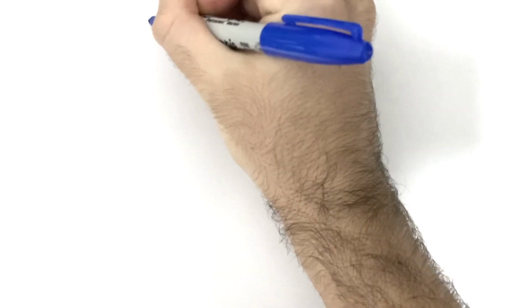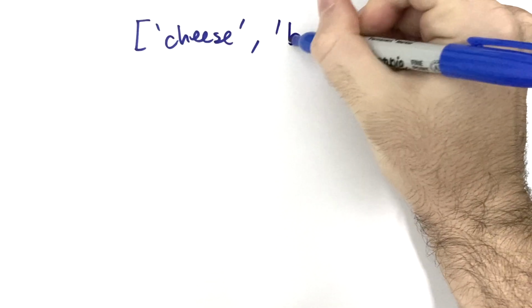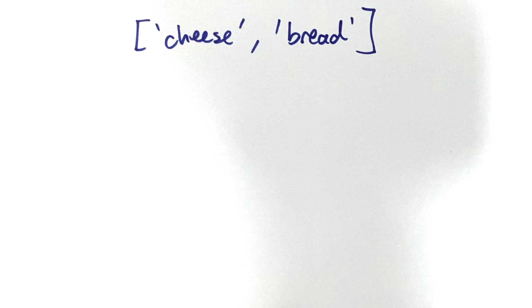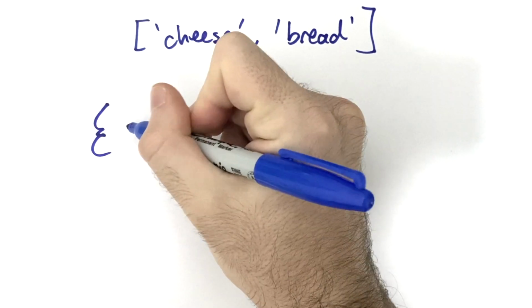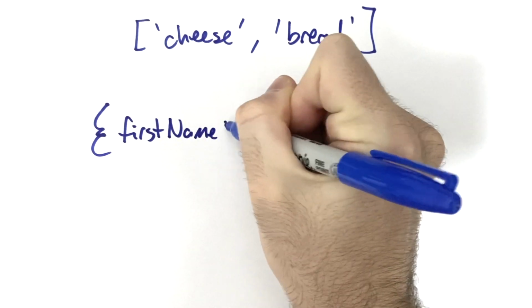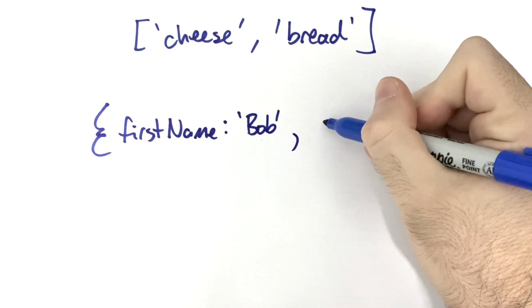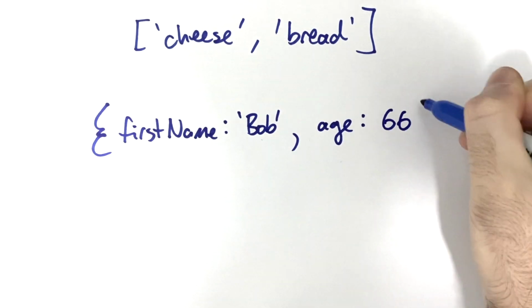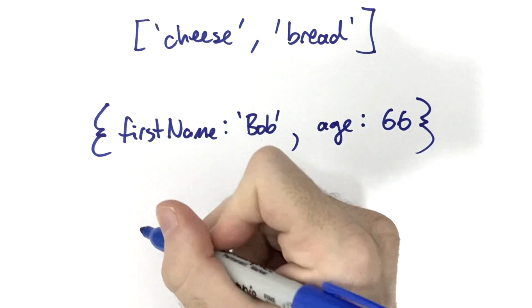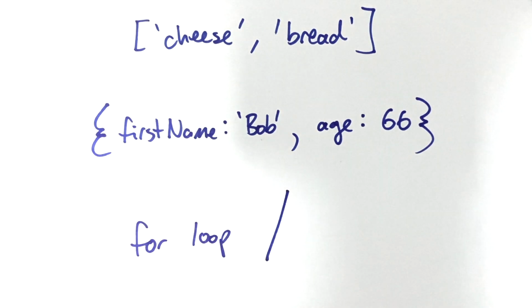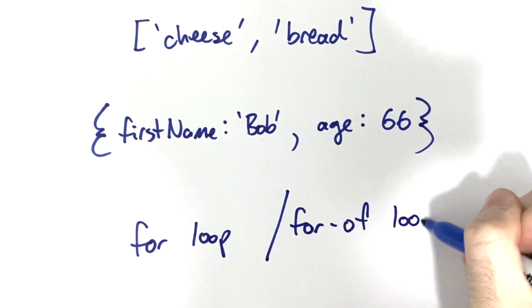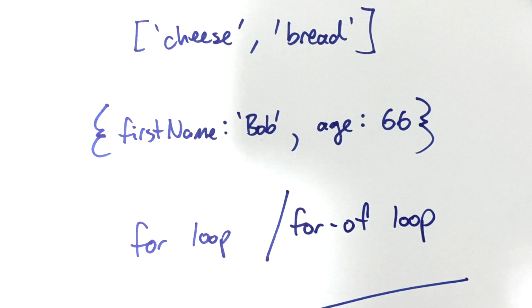In this mini video, we're going to look at ordered arrays, like this one containing the strings cheese and bread. We're going to look at objects, which are collections of named values. Here we have properties first name, value Bob, age, value 66. And then we're going to look at for loops and for of loops for iterating over your data.